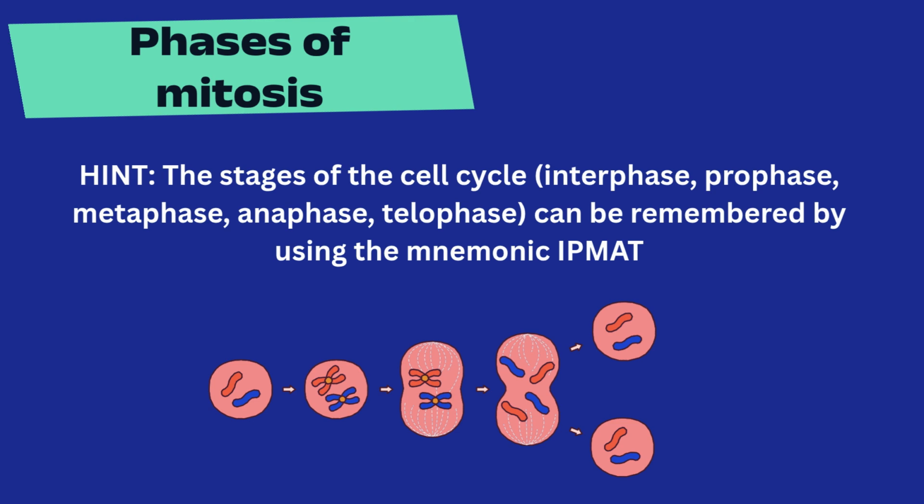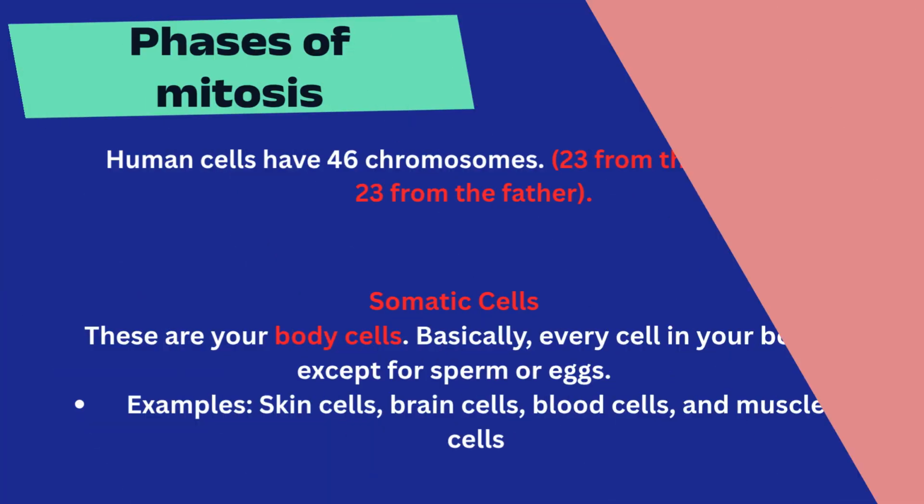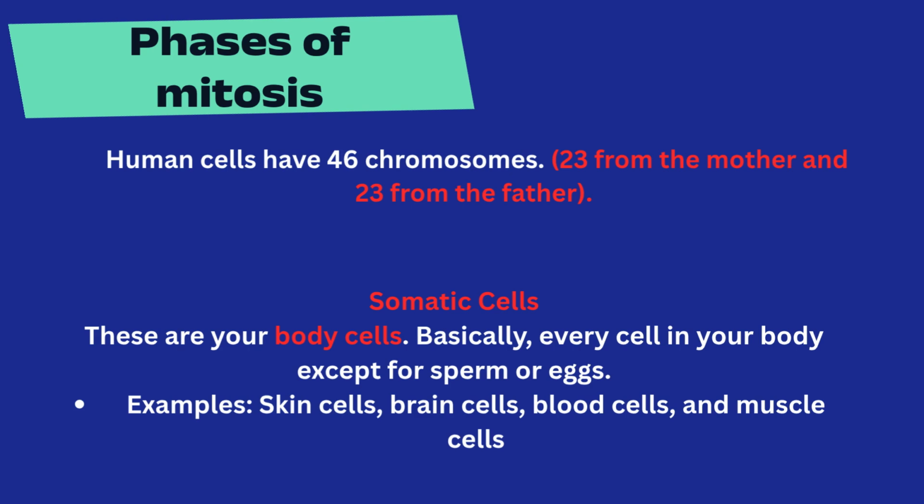And also, going back to the chromosome structure, the body cells or somatic cells, which are your bodily cells, in a human being have 46 chromosomes. Half of those chromosomes come from your mother, and the other half comes from your father. So 23 come from the mother, and 23 come from the father.